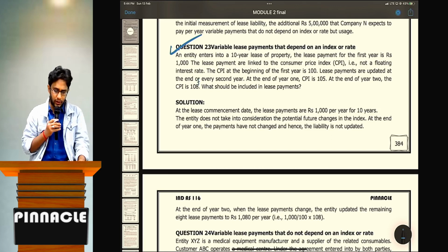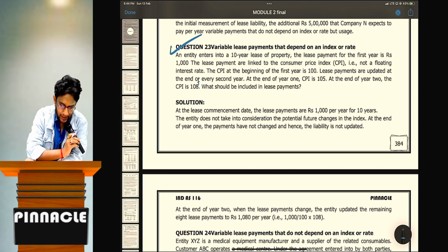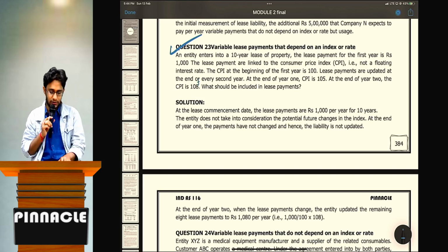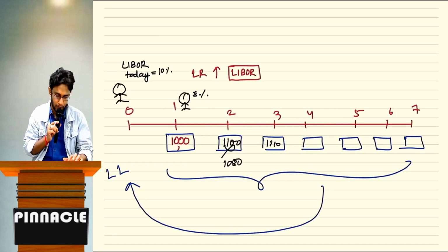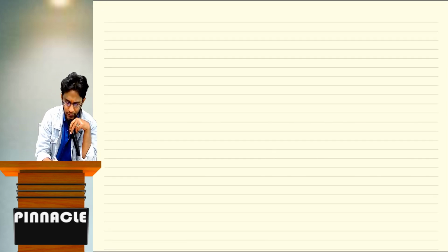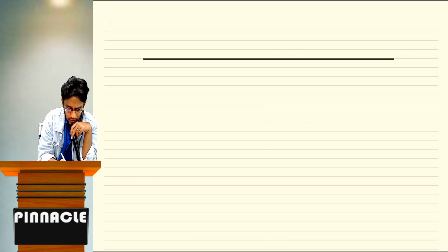At the end of year 1, CPI is 105, and at the end of year 2, CPI is 108. What should be included in the lease payments? Listen, sir. Very good. What is the lease period given? 10 years.